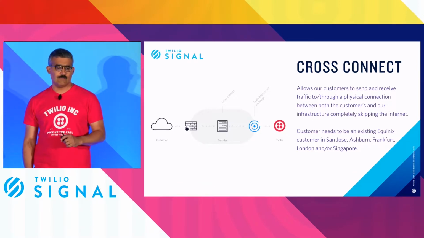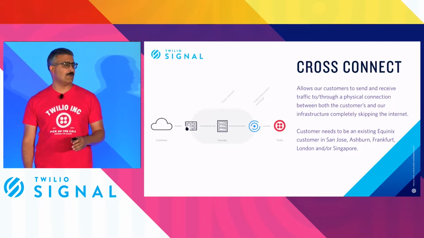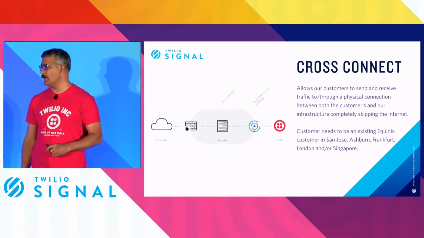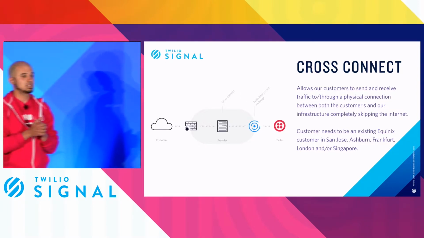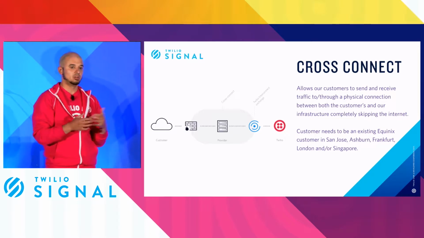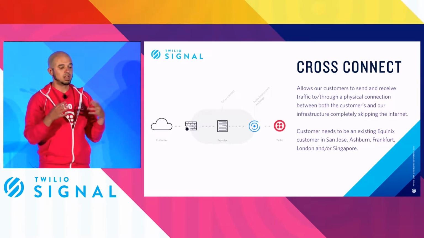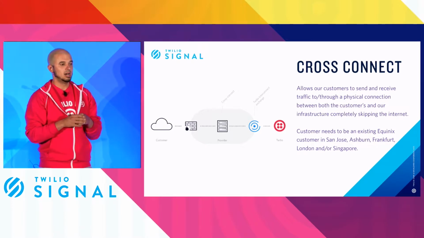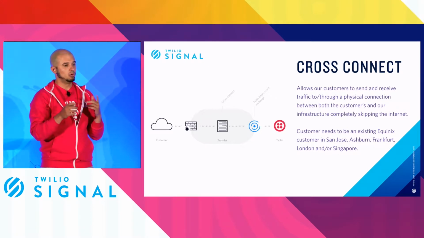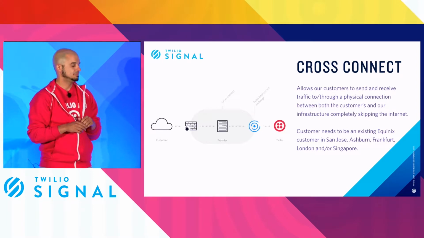We actually have San Jose, Ashburn, Frankfurt, London, Singapore, and now Frankfurt currently available. Yeah, and again, because we're with Equinix, if you're not familiar, they have a campus model. So if you're anywhere on the Equinix campus, you're generally a cross-connect away. So it is very location-specific, but again, we can work with you to figure out which data center makes the most sense for you.